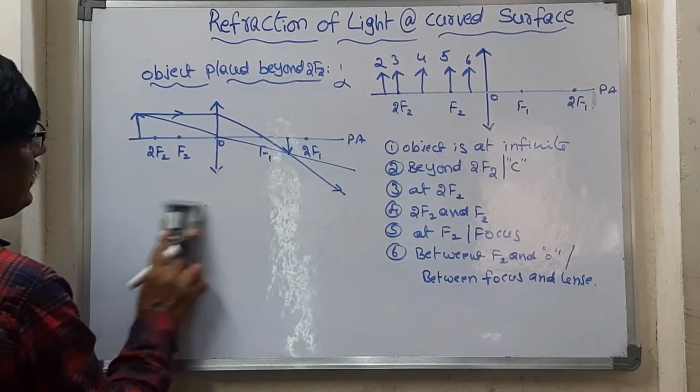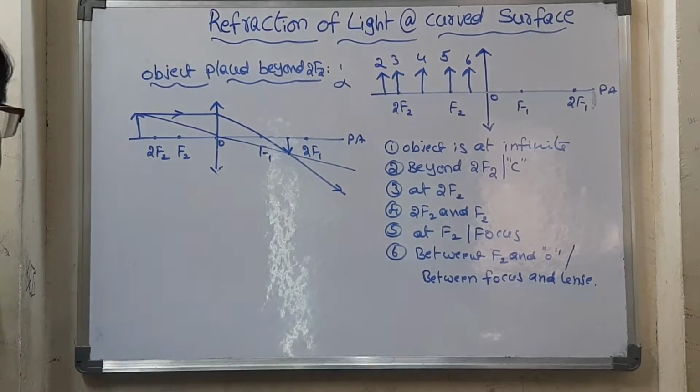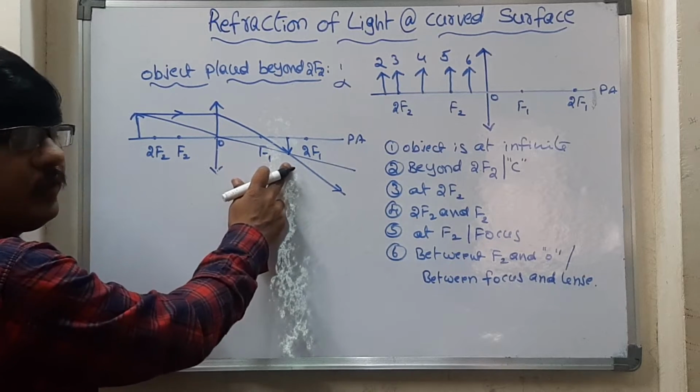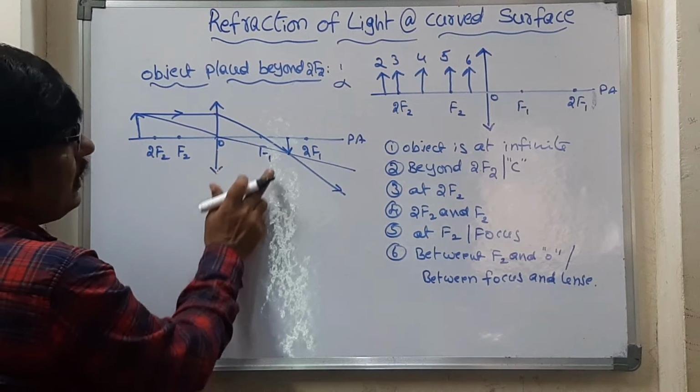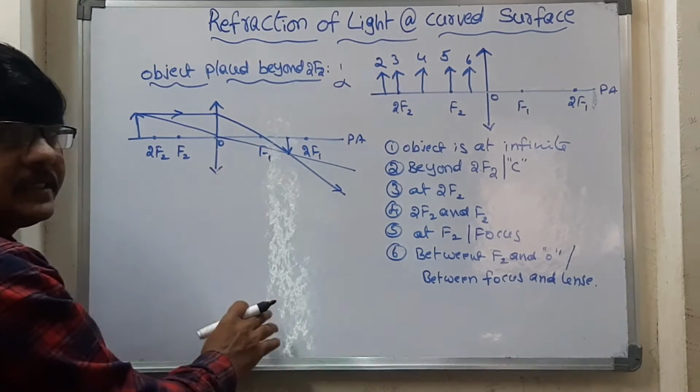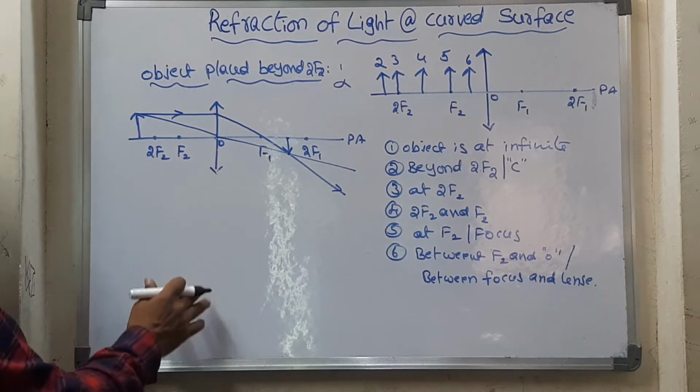Now did you understand how to draw the image? It is very simple. Once we get the intersecting point of both the rays after they pass through the lens, from the intersecting point you have to draw a perpendicular to the principal axis. So then what will happen? The image will be formed here.